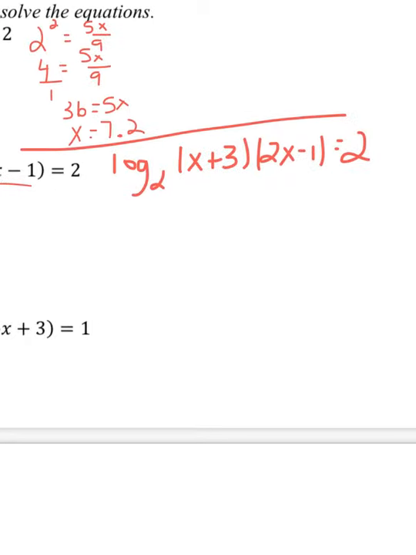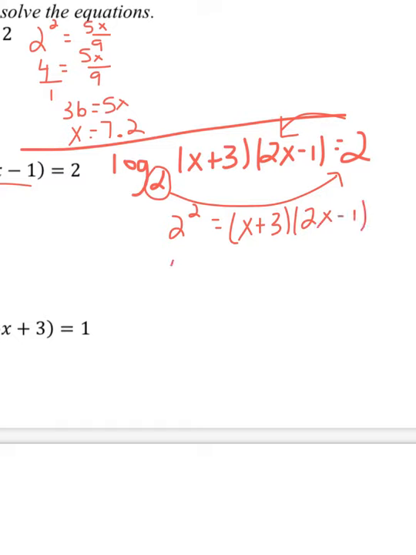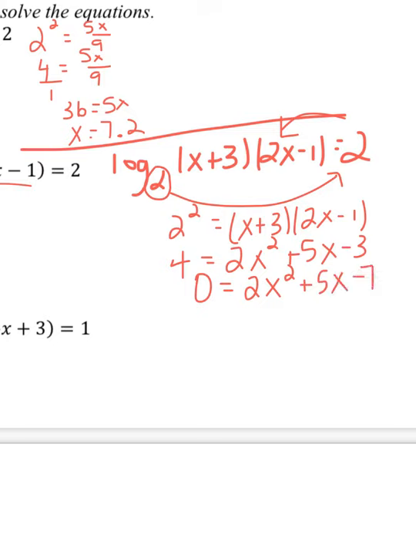So I'm going to do the same thing, start at the base, and I'm going to go around. So 2 squared equals x plus 3 times 2x minus 1. So this would be 4 equals 2x squared plus 5x minus 3. So 0 equals, this is a quadratic, 2x squared plus 5x minus 7. You do the whole master product, or you can do quadratic formula, whatever you want. You end up getting x is equal to negative 7 over 2, and x is equal to 1.